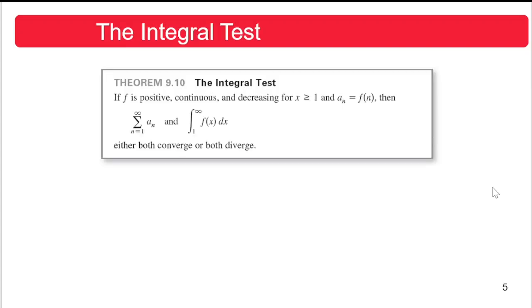According to this theorem, if f is positive, continuous, and decreasing for x greater than or equal to 1, and the nth term of the series is equal to the function f of n, then the summation of a sub n, where n is from 1 to positive infinity, and the integral of f of x dx from 1 to positive infinity, either both converge or both diverge.